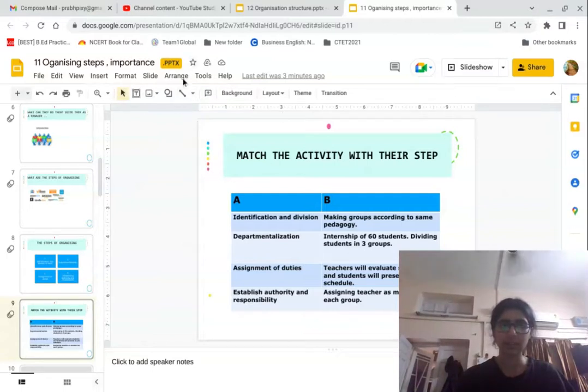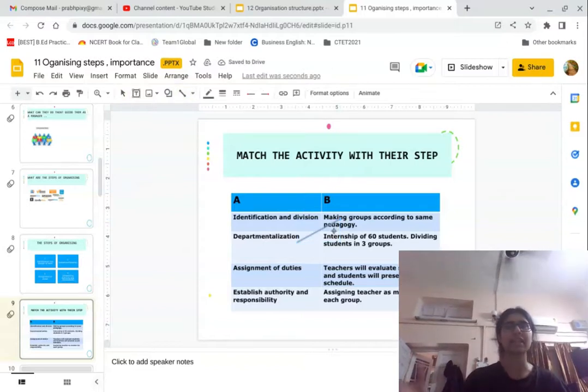Okay, yes, class. So the first activity that we have is making groups according to the same pedagogy. So what are we creating, class? We are creating departmentalization. The people from the same pedagogy, as I said, the people who will be dealing with the catering will come under the catering department. So we have created a separate department.